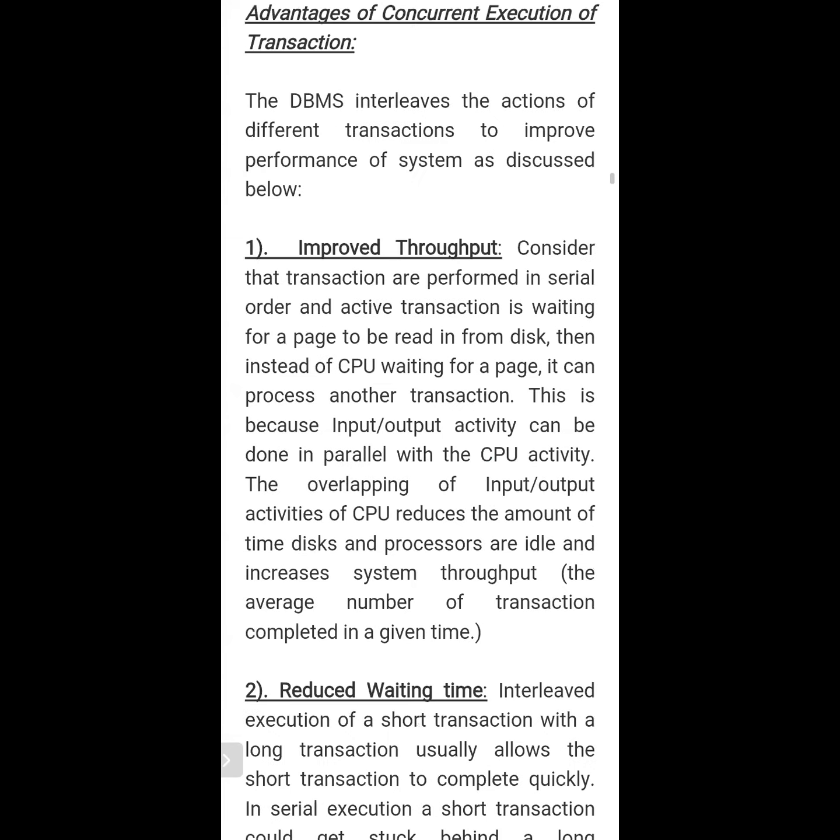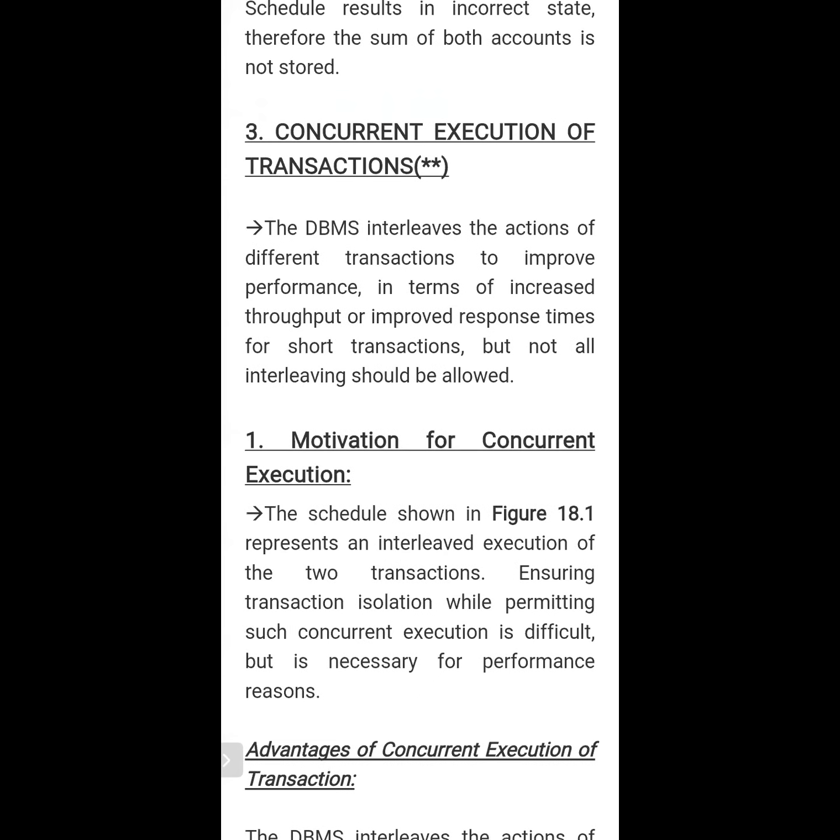So what is the main use of a non-serial schedule? These allow concurrent execution of transactions. That means these are used to allow more than one transaction at a time. If we allow a number of transactions at a time to perform operations on the same data item, this type of execution is referred to as concurrent execution of transactions. From the exam point of view, they also ask what is concurrent execution of transactions.